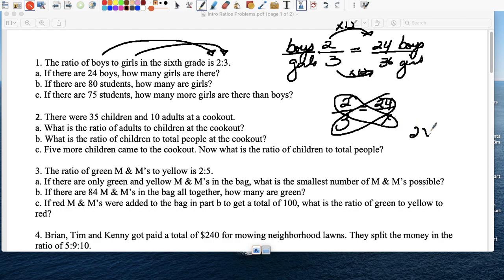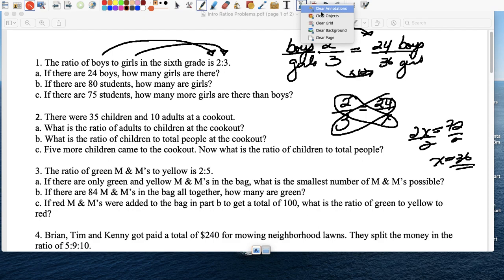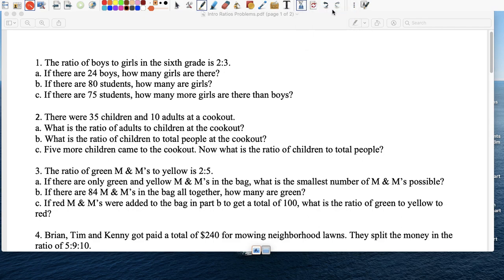2 times x is 2x. 3 times 24 is 72, and then you divide both sides by 2. Notice you get 36, which is the same thing. So when you don't have to, you can just find that multiplier, right? That same factor that increased top and bottom. So I think that's easier.